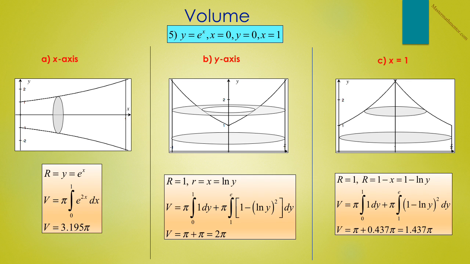So for the lower disk, capital R is equal to 1. In the upper disk, capital R is equal to 1 minus x, which is equal to 1 minus the natural log of y. So our volume is the sum of 2 integrals. The first integral is pi integral from 0 to 1 of 1 dy, and the second integral is pi integral from 1 to e of (1 minus the natural log of y) squared, dy. The first integral is pi, the second integral is 0.437 pi, and our final answer is 1.437 pi.